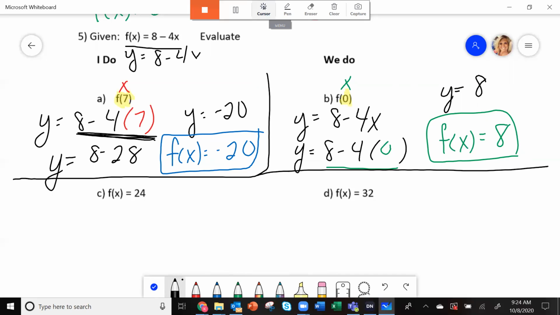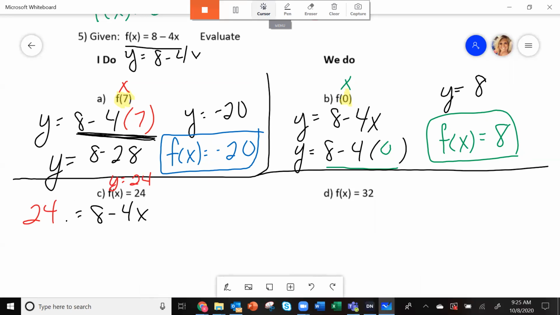So now, what do we do when we go back and we have f of x equals? It's giving us the y value. When it says f of x equals, that's the same as y equals 24. Well, I'm going to write my function f of x equals 8 minus 4x. So it's saying f of x is 24. So let me get rid of the f of x. I'm going to put the 24 in there.